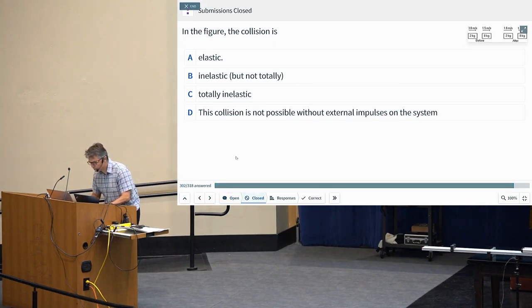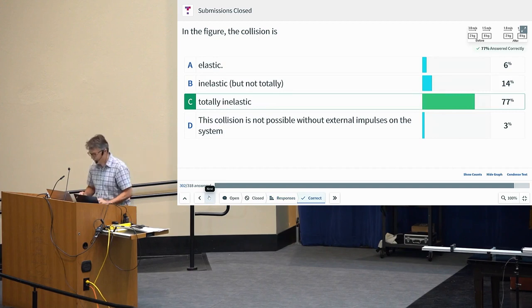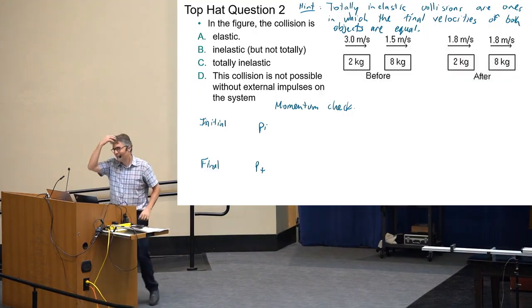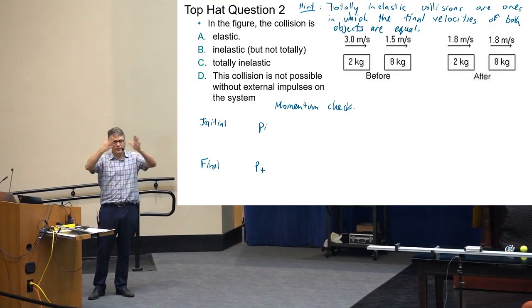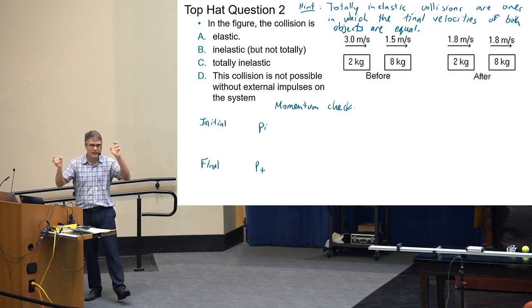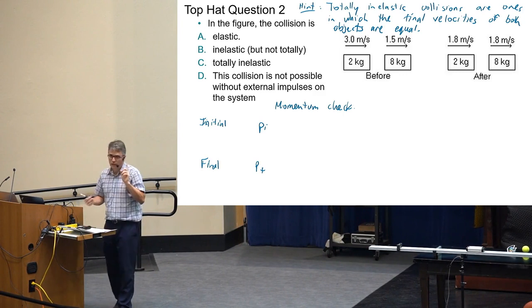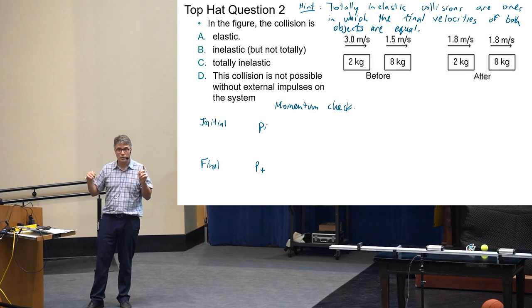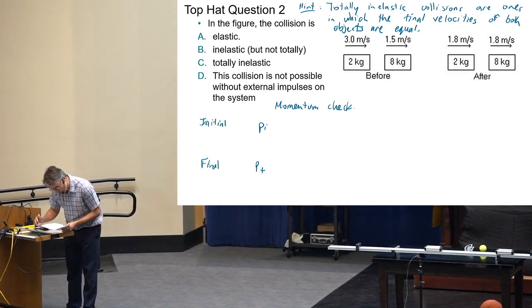Okay, let's see what the survey says. 318 answered. A lot of people are saying totally inelastic, which is the one that I like. I gave you the hint that if they end up with the same velocity, the final relative velocity is 0. So that's kind of like sticking together, although it looks like there's a big gap here. The only thing we have to do is check to make sure it's not D, where momentum's not conserved. So let's do that.